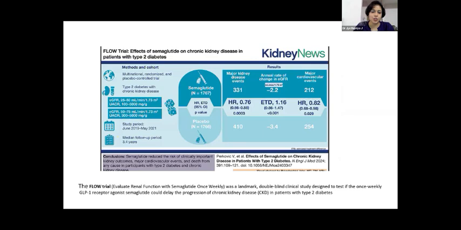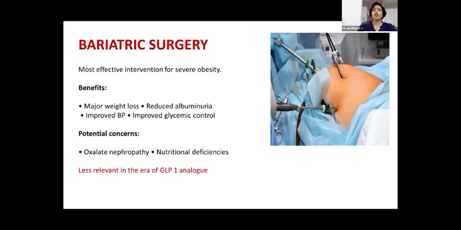So it's the FLOW trial showing semaglutide having significant reduction in major cardiovascular events as well as reduction in the progression of chronic kidney disease. Now, a word on bariatric surgery. As Sir told, metabolic and bariatric surgery is the most effective intervention for severe obesity. Benefits are major weight loss, reduced albuminuria, improved blood pressure, and improved glycemic control. But potential concerns are oxalate nephropathy and nutritional deficiencies.